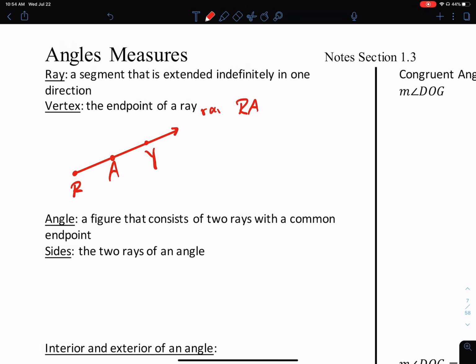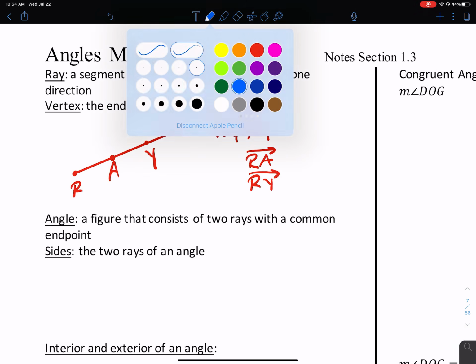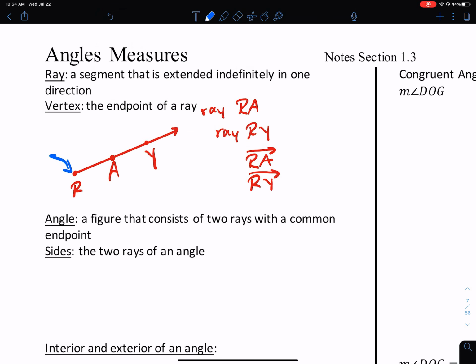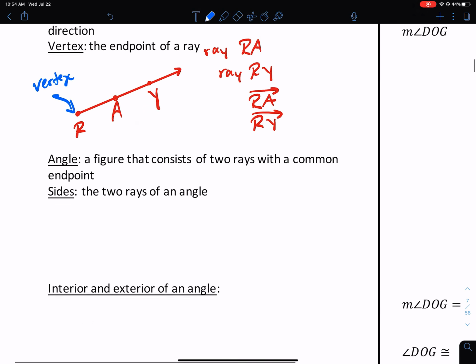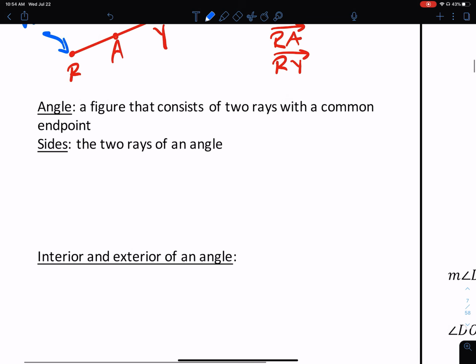We could call this ray RA. We could also call this ray RY, that's the same ray. We could name it ray RA in this way, or we could name it ray RY in this way. The vertex is the endpoint of the ray. So in this case, R is the vertex. An angle is a figure, that means a picture, that consists of two rays with a common endpoint, a common vertex. And sides are the two rays of the angle.